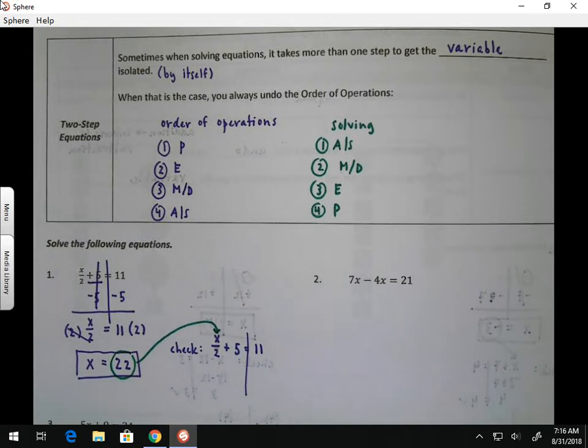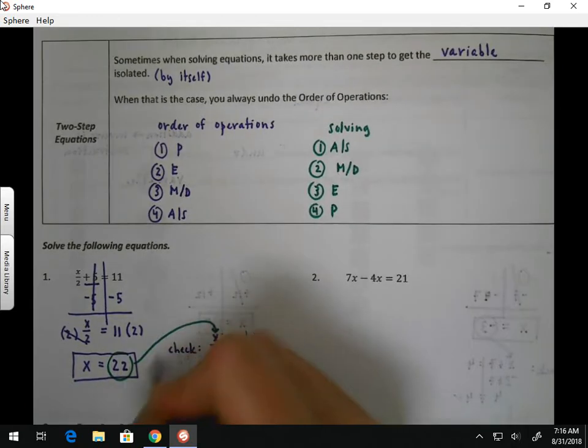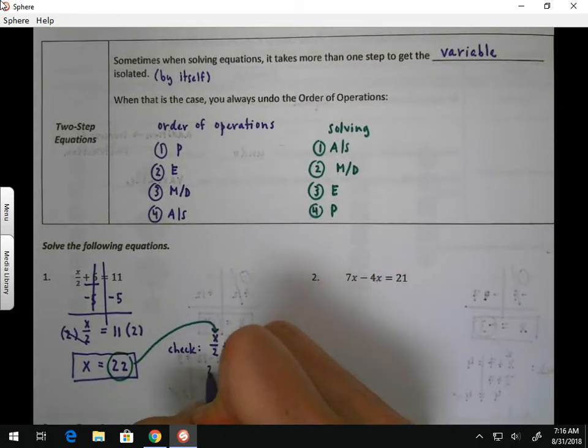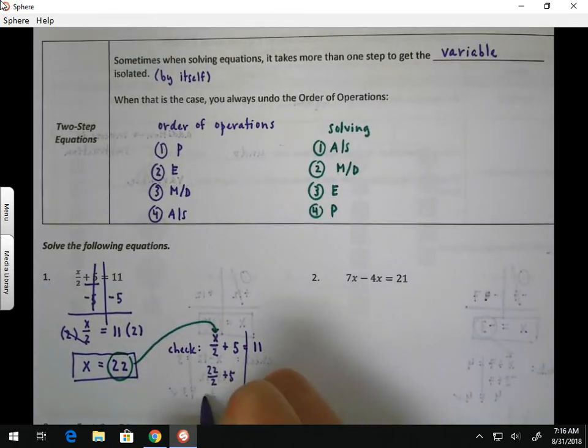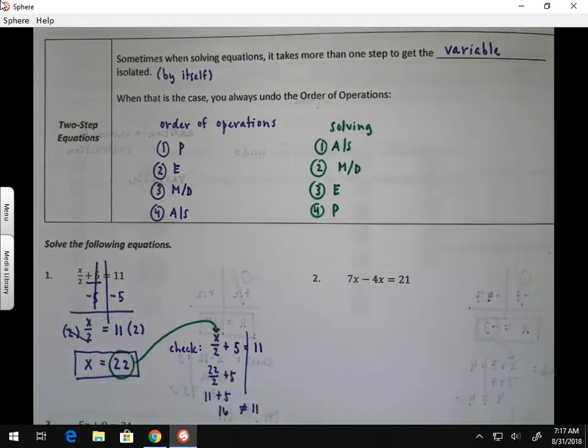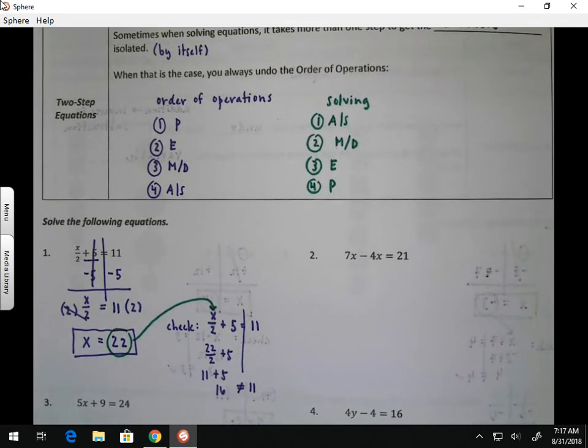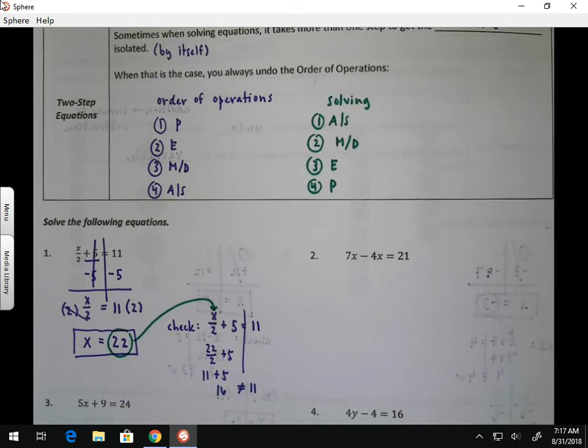Actually, this is a great example because I'm realizing I made a mistake here. If I were to plug in 22, I get 22 over 2 plus 5. I know 22 divided by 2 is 11, plus 5, which is 16. That is not equal to 11. So that means I did something wrong when I was solving. So now I need to go back and find my mistake. And that's actually the power of checking your work. I realize now that I made a mistake. I don't have the right answer.